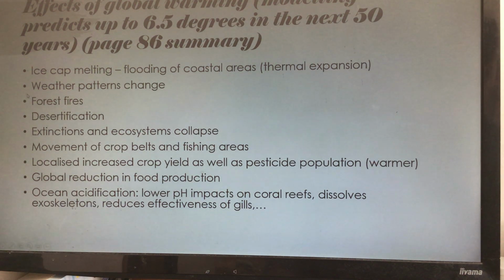Also, there are global weather patterns. If you've heard of El Nino before, there are global weather patterns that make their way all the way around the planet. They change. Ocean currents change. Fisheries have to change, and so on. Forest fires, it gets drier, they burn more. Desertification, it gets drier in places, and what used to be the Sahel, which used to be still kind of desert with a bit of life in it, becomes proper desert. Extinctions happen, ecosystems do collapse.